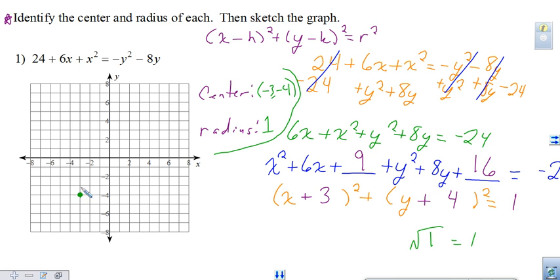So from my center, I'm going to go up 1. I'm going to go down 1. Left 1. Right 1. And draw in my circle. Okay? So, variables on one side, numbers on the other. Write it long ways out with your blanks. Divide the middle numbers, and then square those numbers.